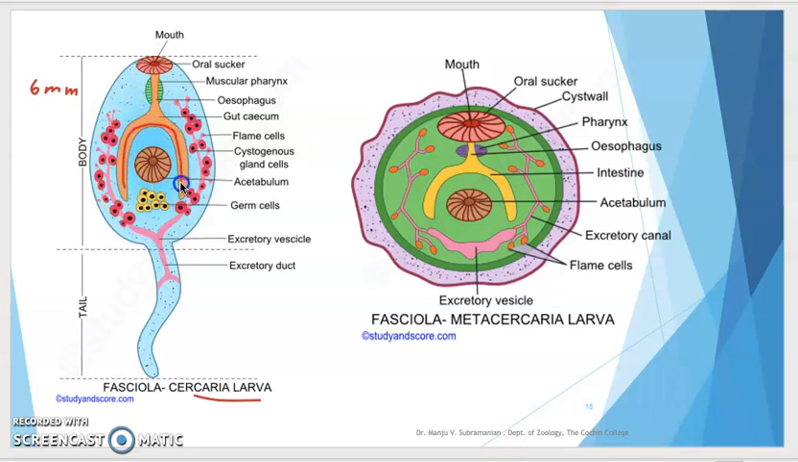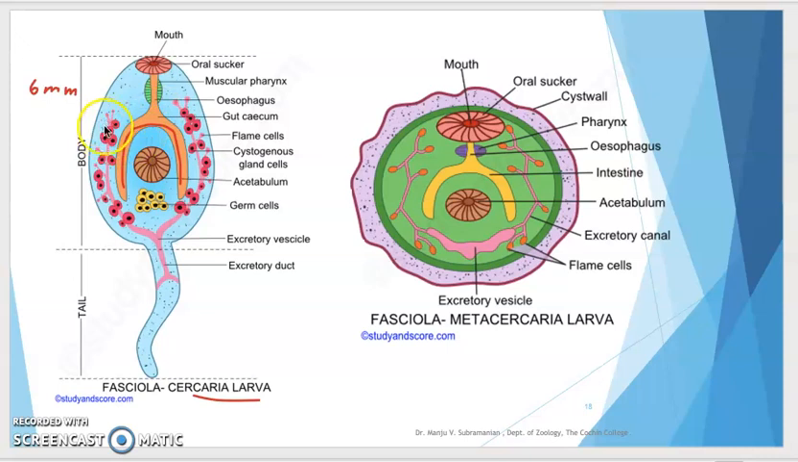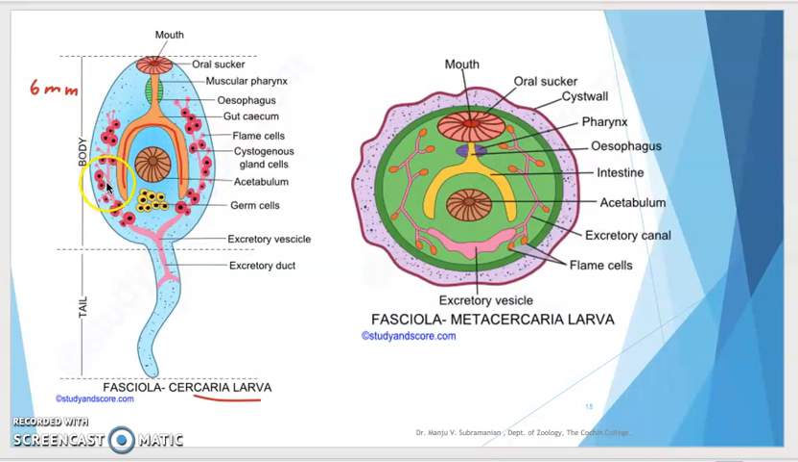gut cecum is present. The U-shaped or inverted U-shaped intestine is present, and here you can see the numerous flame cells, which are located inside the body. You can see the numerous flame cells close to the inverted U intestine. So once again, this Cercaria has an oval body and a tail region. Then the suckers are present, the intestine is present, flame cells are present.